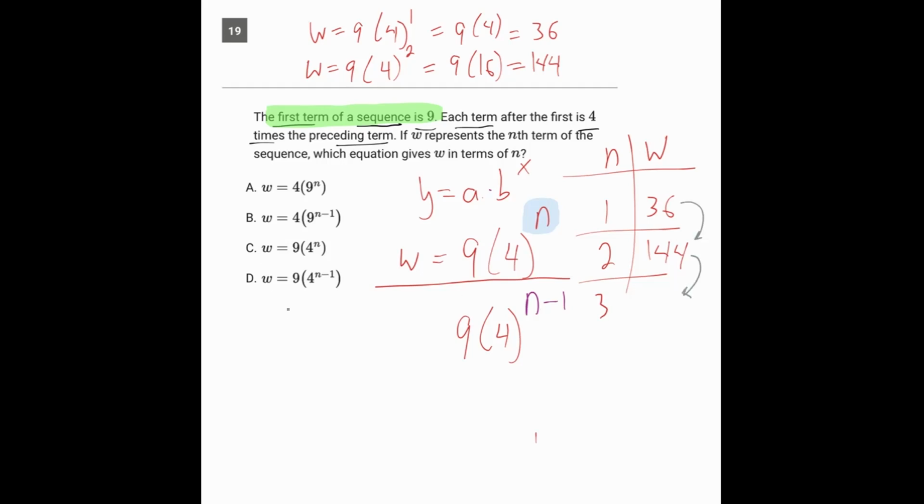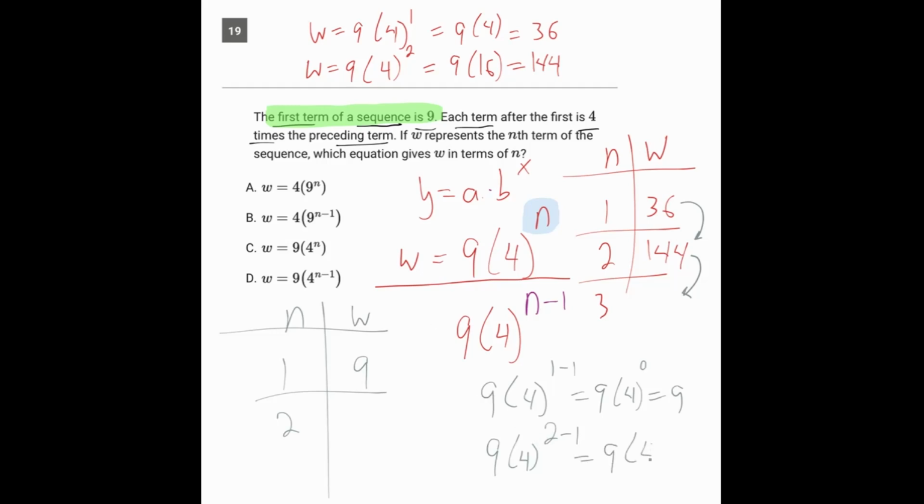So let's show that. Let's say we have n and w, which is the x and the y of this question. When n equals 1, look what we'll have now. We'll have 9 times 4 to the 1 minus 1. That's 9 times 4 to the 0. Anything to the 0 power equals 1, so it's just 9. And the second term would be 9 times 4 to the 2 minus 1. And 2 minus 1, of course, is 1. So that's 9 times 4 to the first power, and that's 36.